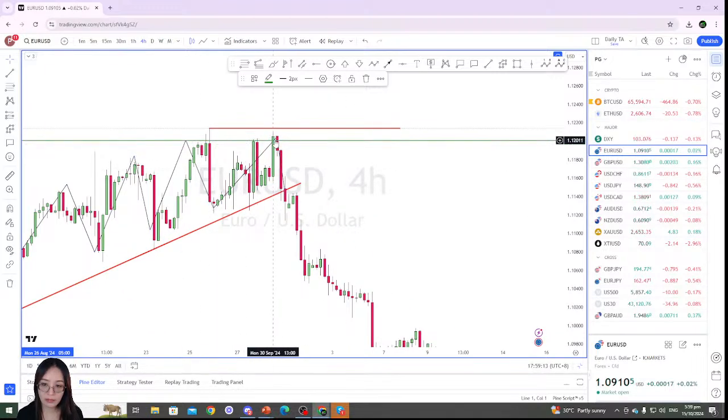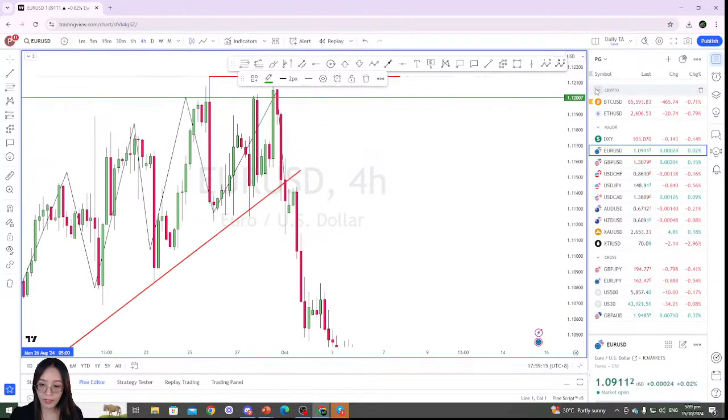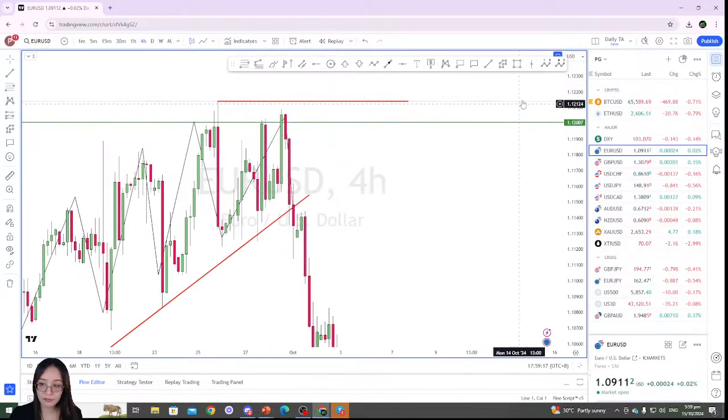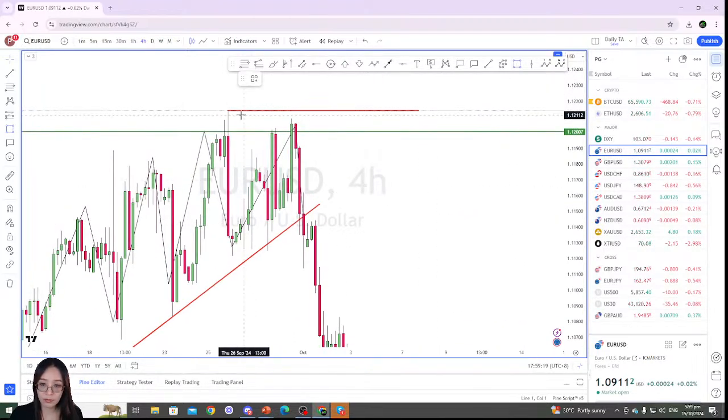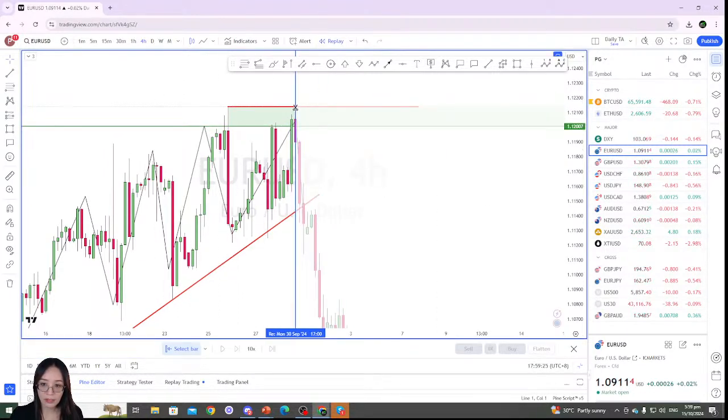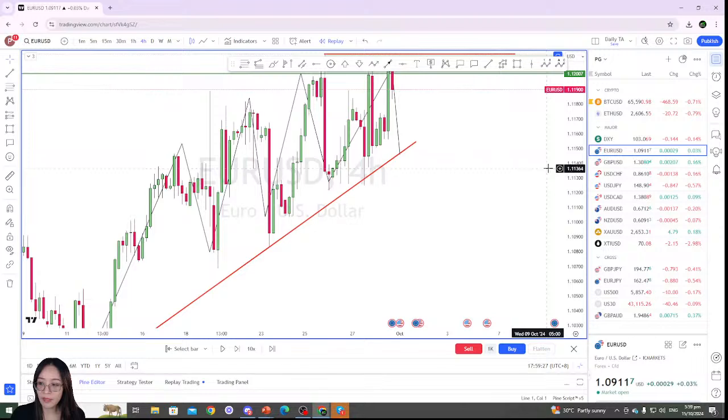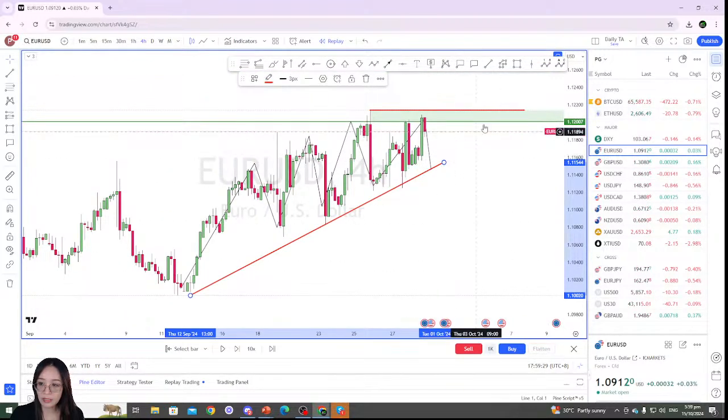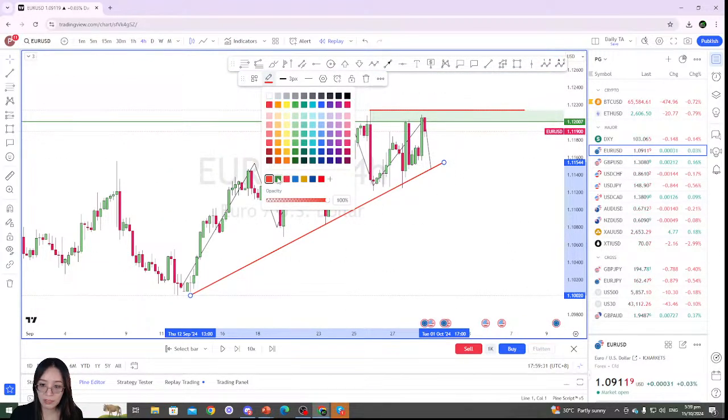You can call this a breakout, but if I were to identify, this is going to be my resistance level based on the wick and the body. This is my resistance. Okay, let's say you draw like that. This is your trend line, ascending trend line or uptrend.